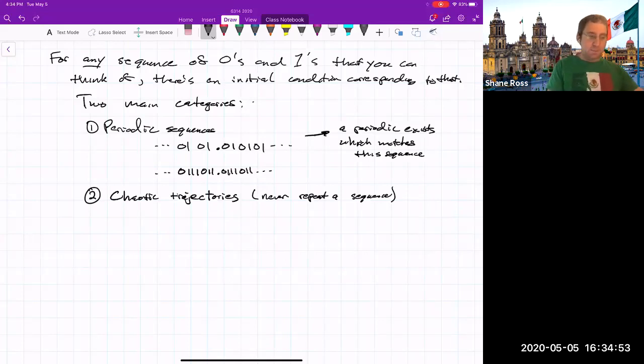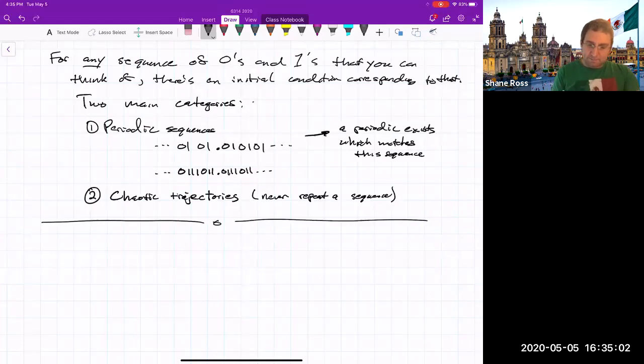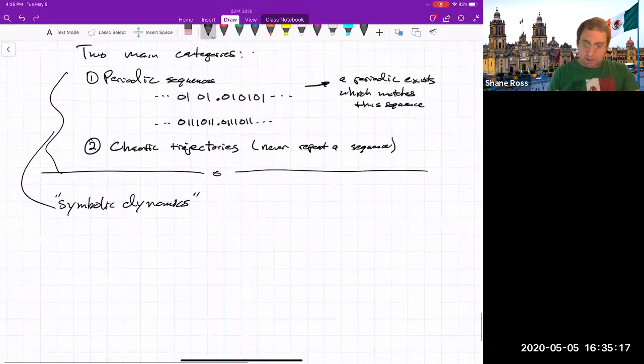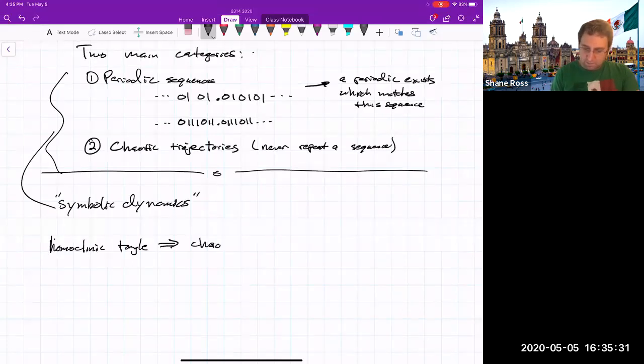But getting back to all that was necessary, you know, how did we get here? And all this stuff up here, because it has to do with symbols, is sometimes called symbolic dynamics. And to get there, we needed to have a homoclinic tangle. So homoclinic tangle implies chaos and symbolic dynamics.